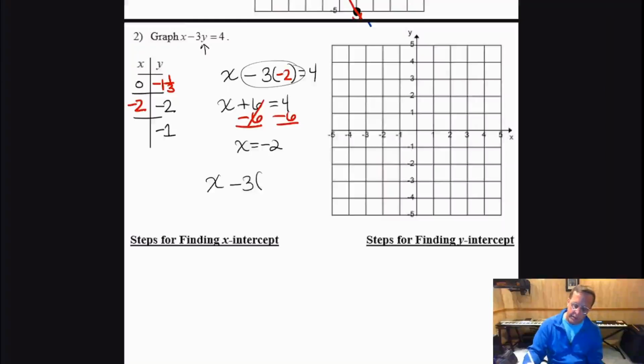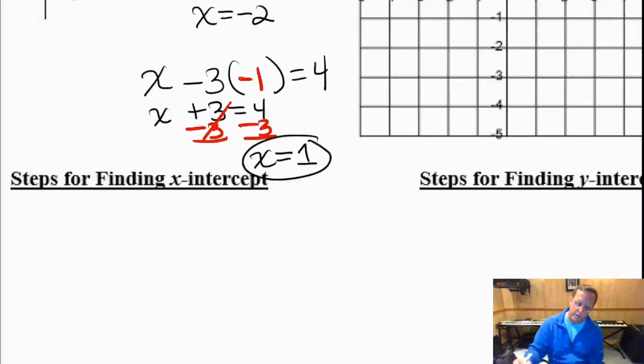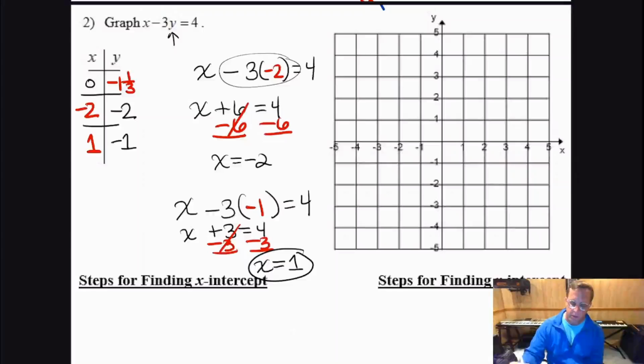So x minus 3 times -1 equals 4, and you've got x plus 3 equals 4. Take away 3 from both sides, and you get x equals 1. So 0 and -1 1/3 is going to be, here's 0, -1 1/3. It's going to be right about there. Kind of eyeballing that one. I'm not exactly sure it's right there perfectly, but it's probably pretty close.